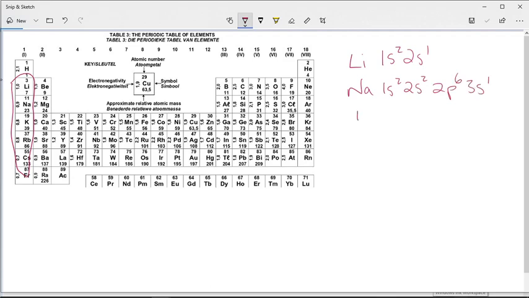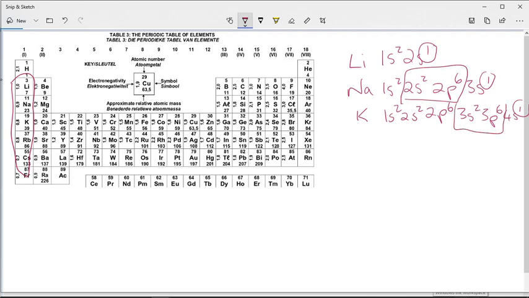And then potassium is 1s2, 2s2, 2p6, 3s2, 3p6, 4s1. So all of these guys, to become an ion, are going to lose this one electron. Okay, so they have got a full outer shell. Can you see here? Sodium's got the full 2 shell and potassium's got the full 3 shell. Okay, 8 electrons, what we call the octet.